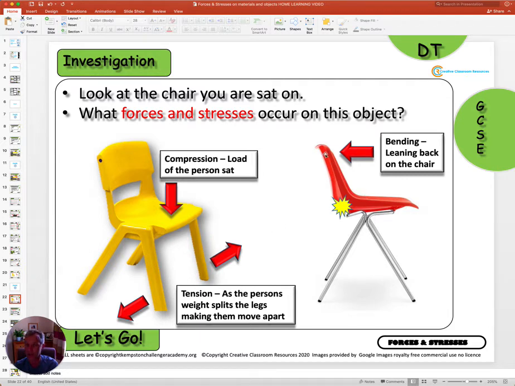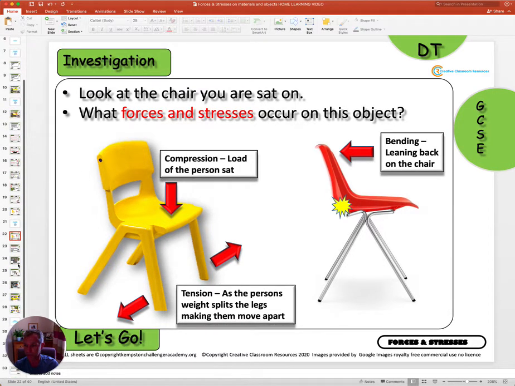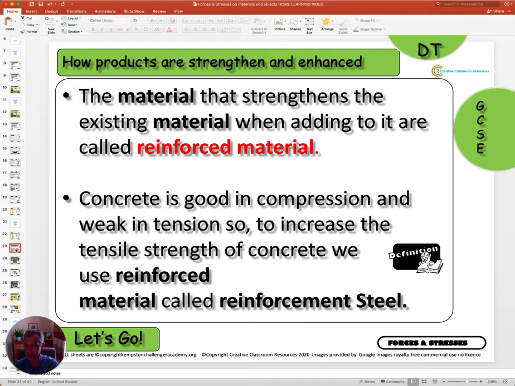You might also have a piece of bending here. So if you lean back on the chair, you might get a bit of bending. And also because it's being bent, this area here would compress slightly and this area here would be under tension. So a whole series of different forces being applied.